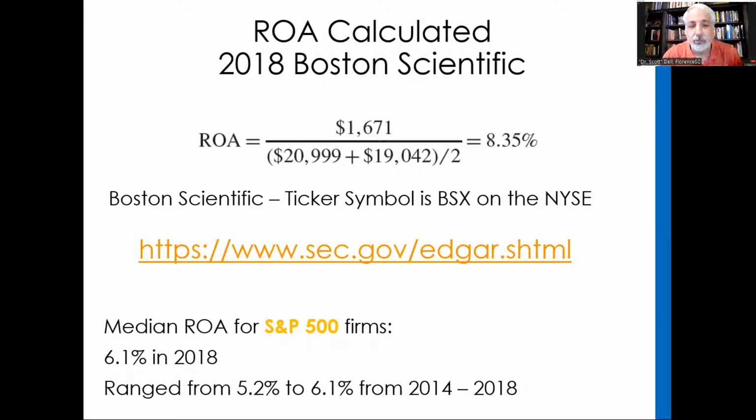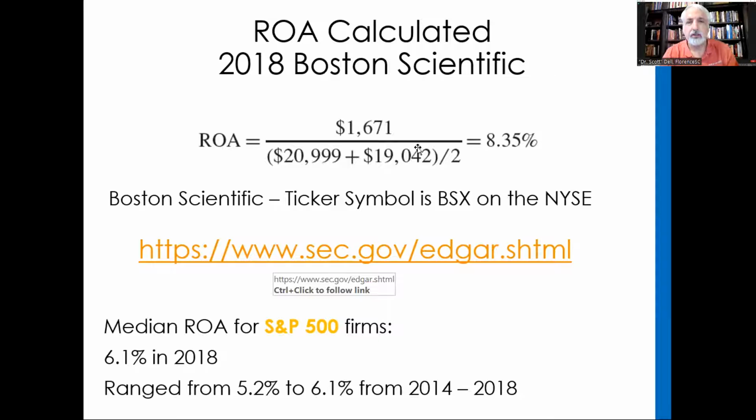Now, not the average, but the median return on assets for 2018 was 6.1%. So we're doing better than the median. And the range was from 5.2 to 6.1 during that same time period. So let's go one more test.